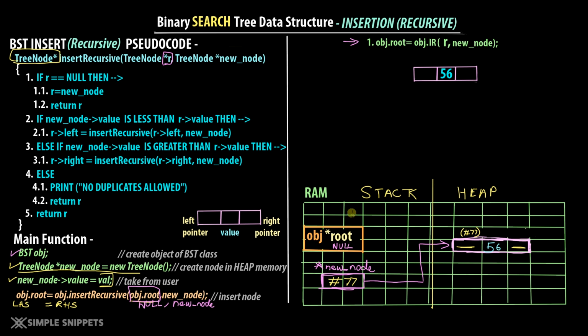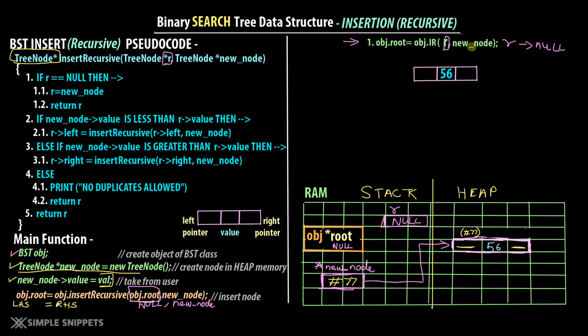obj.root. So now one more pointer R will be created in the stack memory. Let's name it R. And this is a local variable inside the function, right? It will be only live inside the function. And this obj.root value null will now be copied in this R value also. So R will also have null because it is also a pointer of type tree node, right? So R is nothing but null initially.